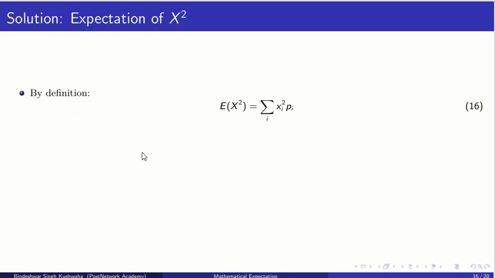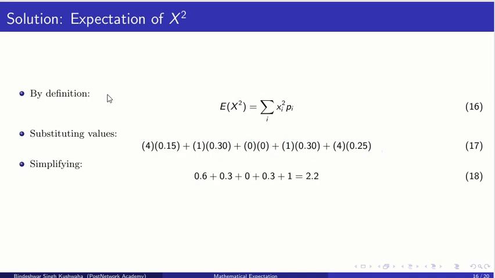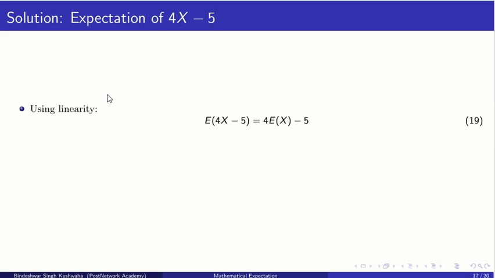For x square, instead of x, you will multiply by x square. There is not any negative, and don't square the probabilities, remember, just square the random variables, because the expected value of x square, after simplifying, you will get 2.2. This one is again very simple, just plug in the value of the expected value of x.